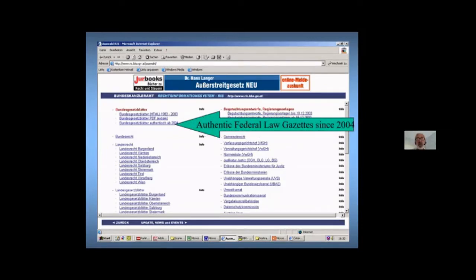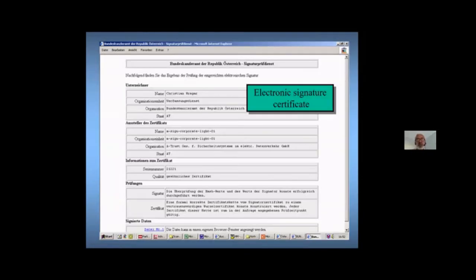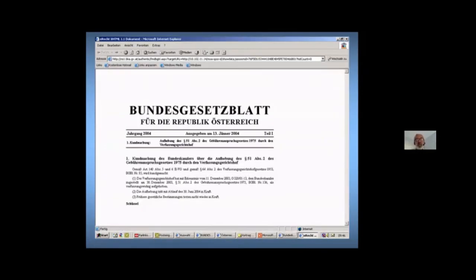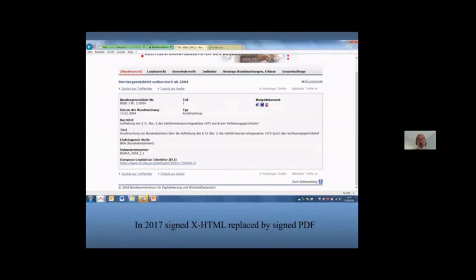That's briefly how it looks. This is a portal that is operated by the Federal Chancellery, where several versions, some non-authentic ones and one authentic one, of the federal laws is published. You can check the authenticity here, and this is the authentic version. Until 2017, it was an XHTML version, and since 2017, it's a signed PDF version that constitutes this authentic electronic publication.